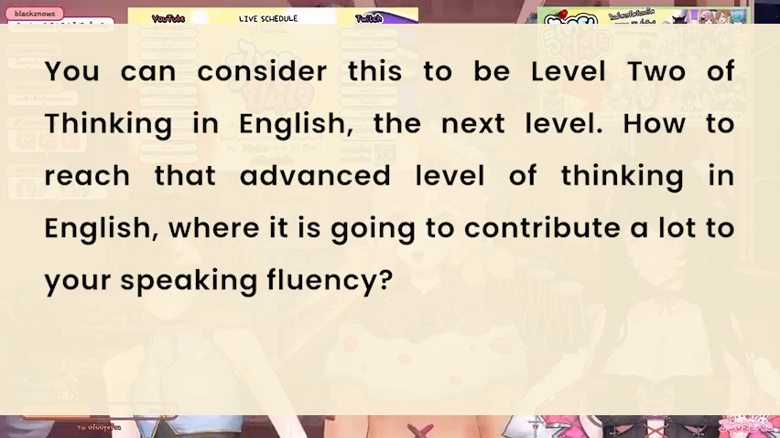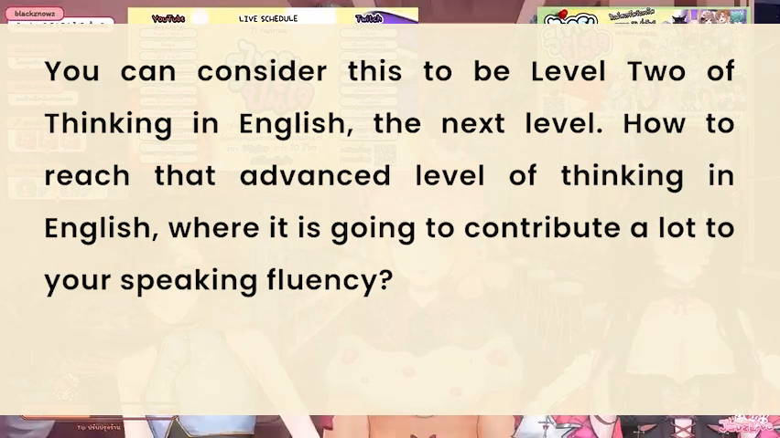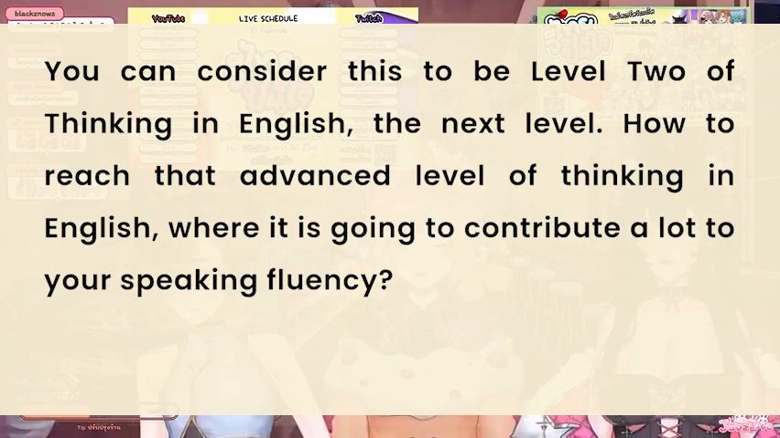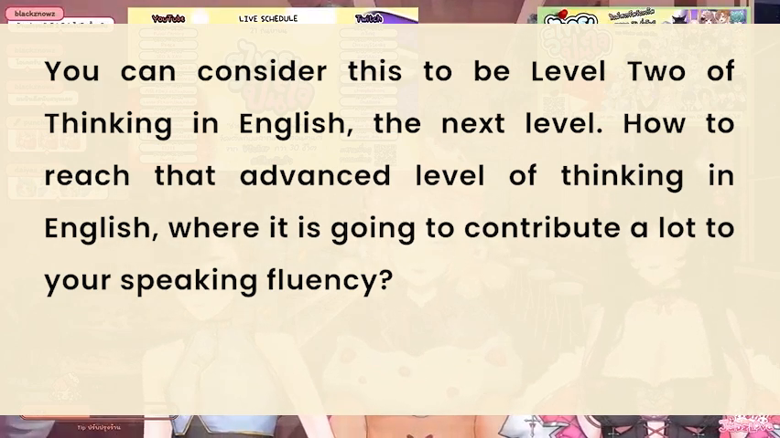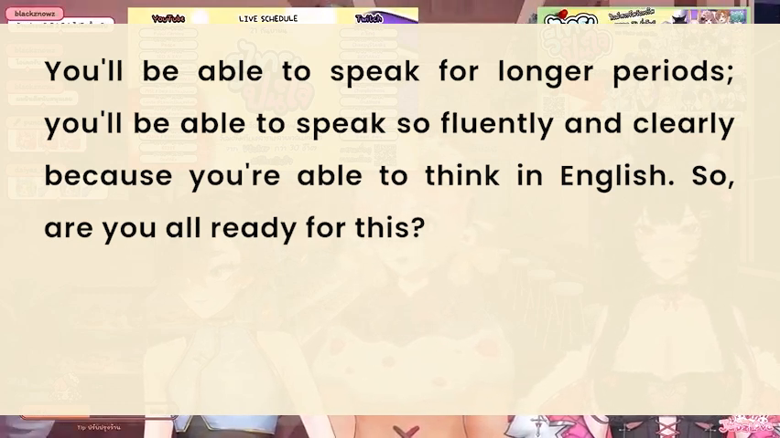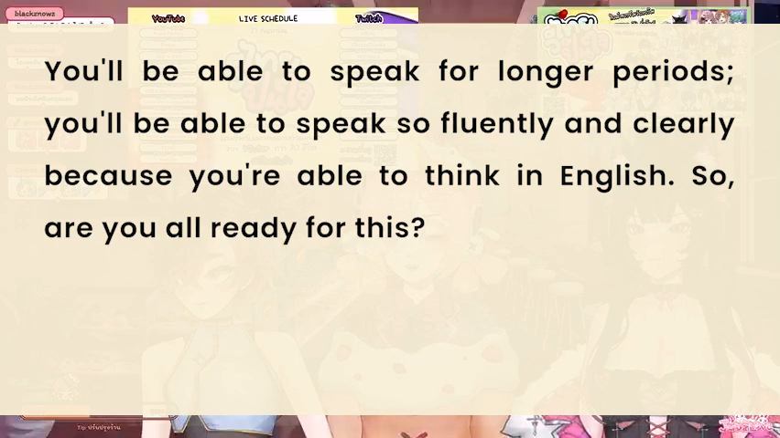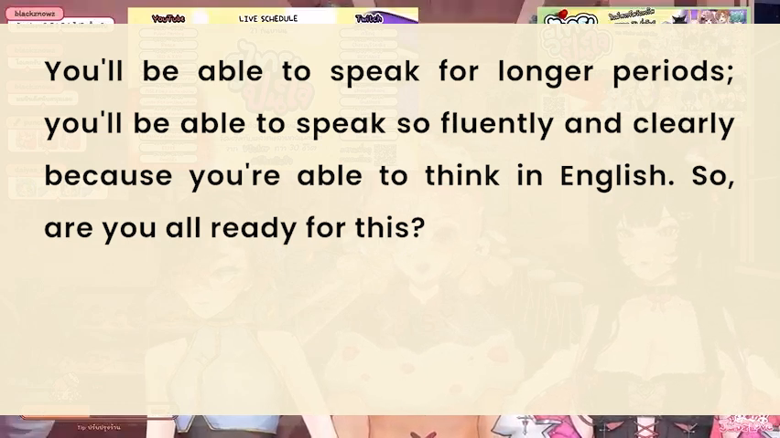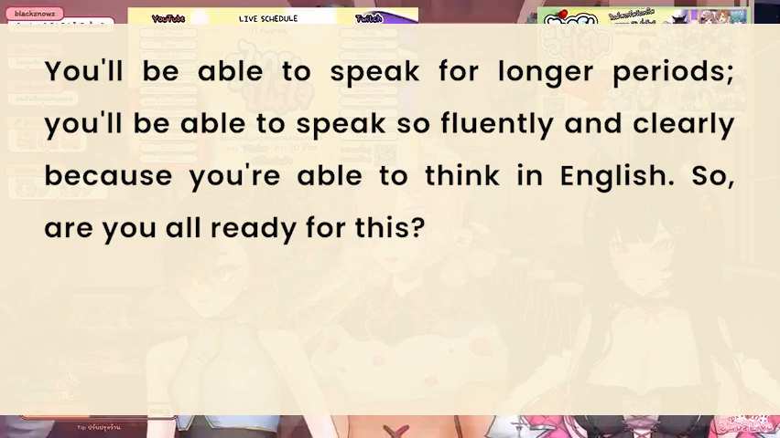How to reach that advanced level of thinking in English, where it is going to contribute a lot to your speaking fluency. You'll be able to speak for longer periods. You'll be able to speak so fluently and clearly because you're able to think in English. So, are you all ready for this?